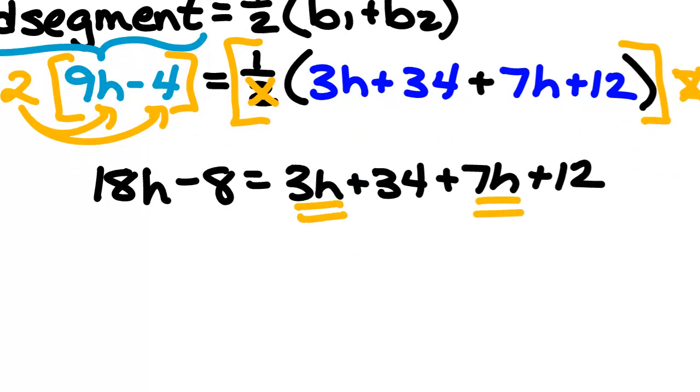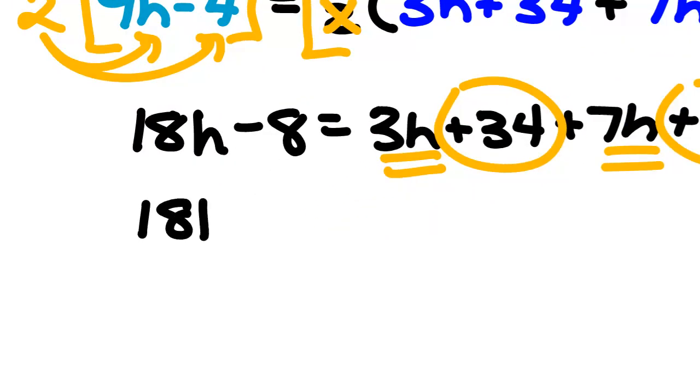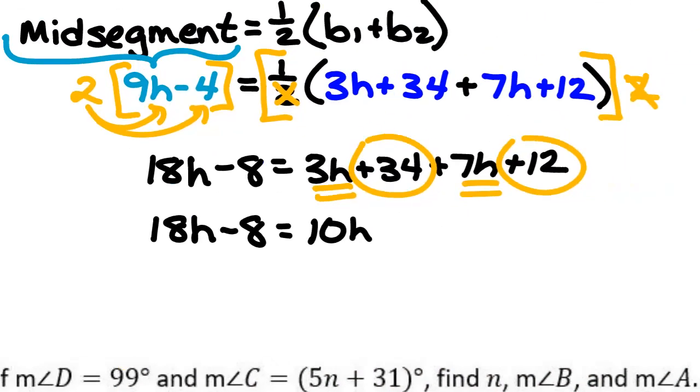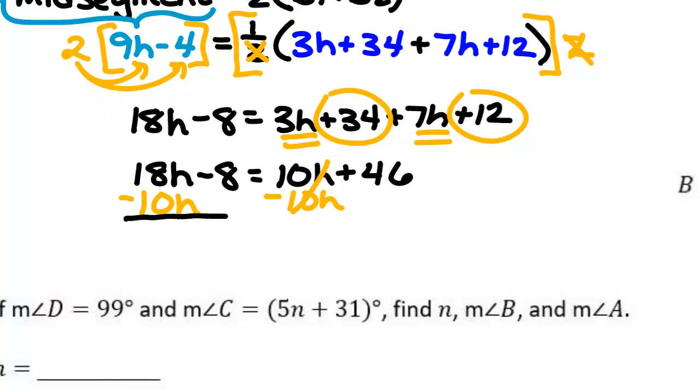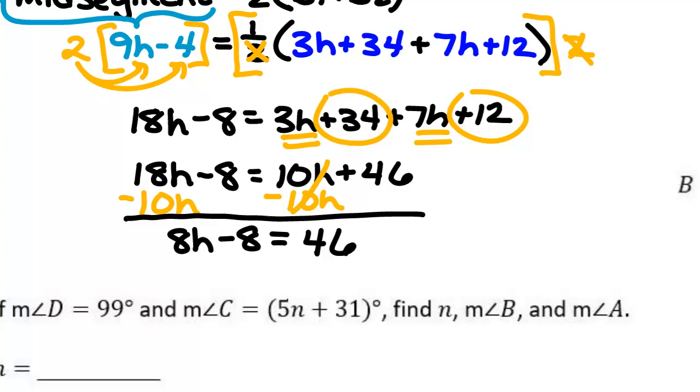And then we combine our like terms together over on the right. So my left side drops straight down. On the right side, 3H and 7H gives me 10H. 34 and 12 gives me 46. I'm going to get my H's to the same side, so I'm going to subtract 10H from both sides. 18H minus 10H gives me 8H, so 8H minus 8 equals 46. Then I add 8 to both sides.